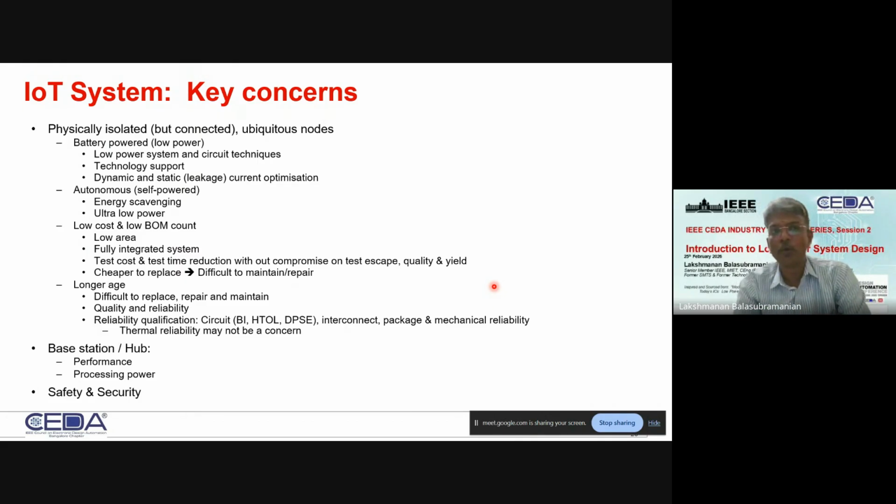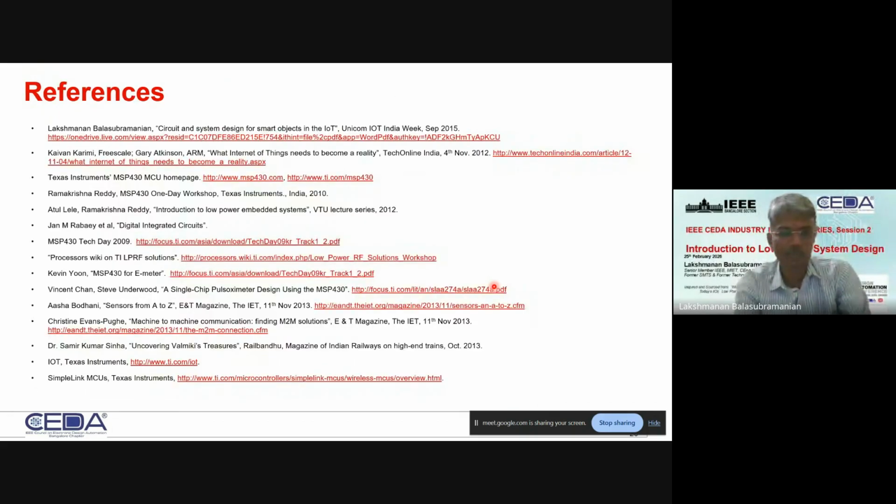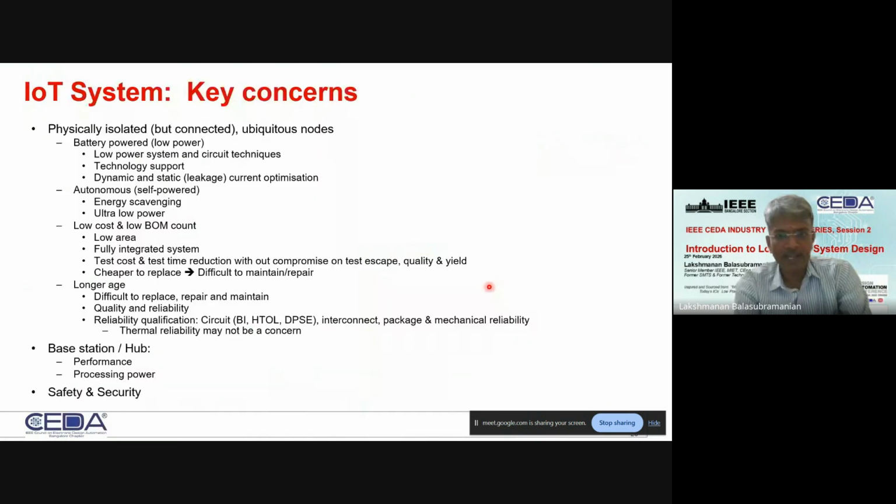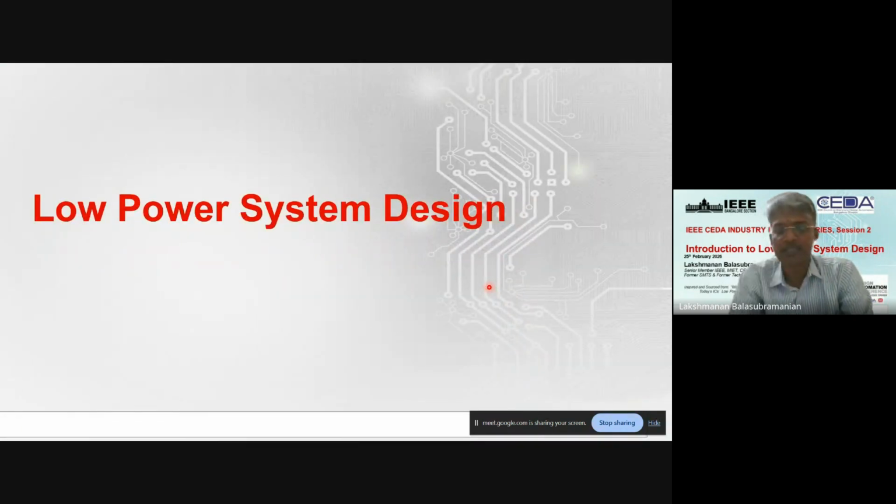All that we will talk about is, because they are isolated, battery powered, autonomous, low cost, and of longer age, I just established the requirement for why the whole system design has to be low power, right? That's all we are doing here. With that, I will maybe stop here for a couple of minutes if there are any questions before we go to the low power system design, the next section.